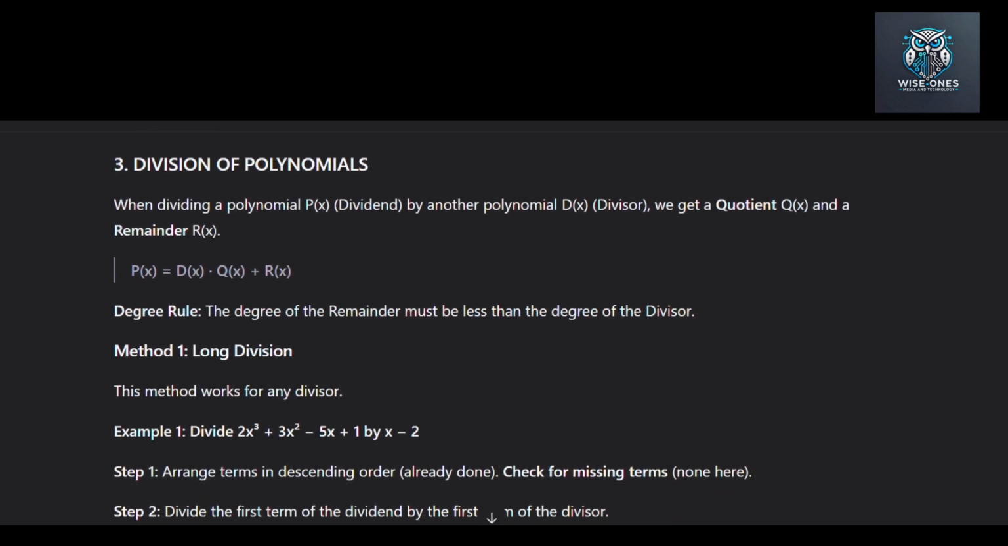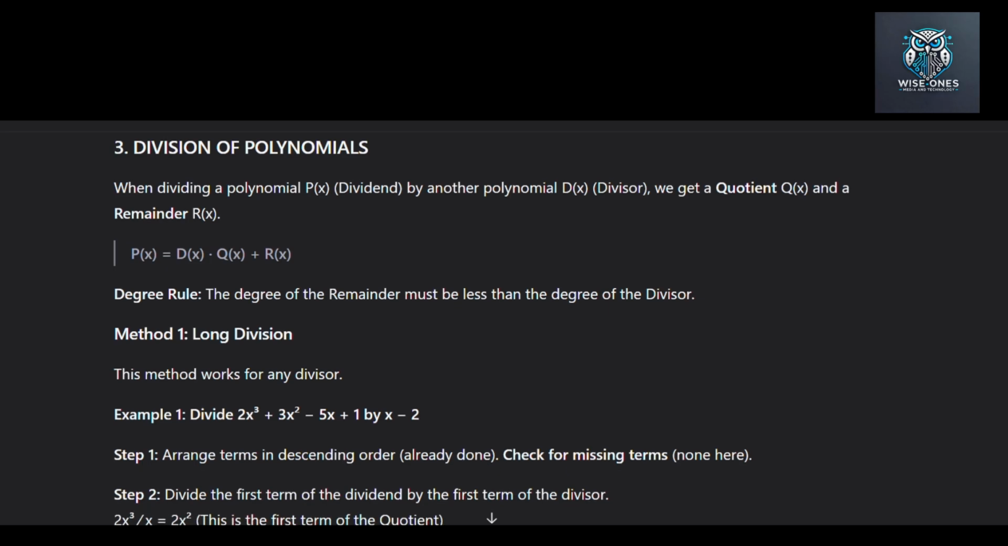Now let us move to section 3. Division of polynomials. When we divide a polynomial p of x, which is called the dividend, by another polynomial d of x, which is called the divisor, we get a quotient q of x and a remainder r of x. The formula is p of x equals d of x times q of x plus r of x. There is a degree rule. The degree of the remainder must be less than the degree of the divisor. This means if you are dividing by x, the remainder is just a number.